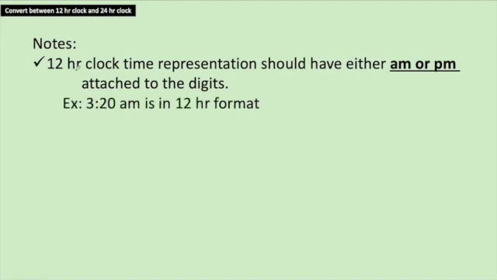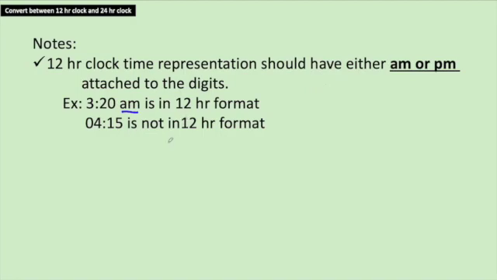Here is an example for you. 3:20 AM. Because we have AM with it, this is 12-hour format. Let us see another example. 04:15, and there is no AM or PM, so this is not 12-hour format. So that's the first thing to identify between 12-hour and 24-hour format.